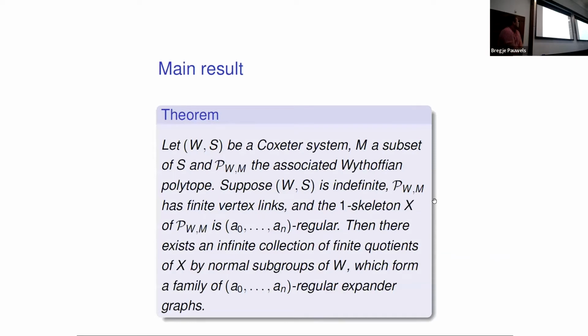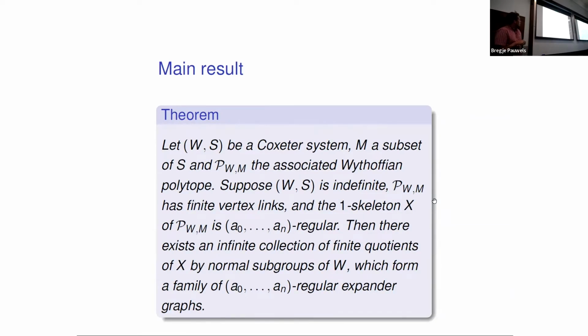So here's our main result. Let (W, S) be a Coxeter system, and M a subset of S. So for us, M will typically be a set of size 1. That will be the node that I'm circling, as I showed you on the previous slide. Then you get a polytope P_{W,M} associated to this Coxeter system. For the cube, according to which node I circled, I got different polytopes. So this P_{W,M} depends on W and also on which node I have circled. You get a so-called Wythoffian polytope.